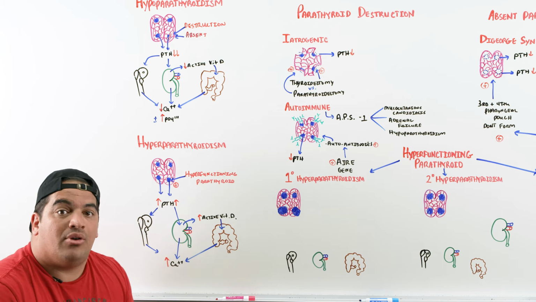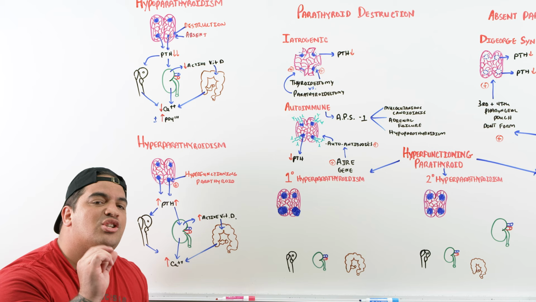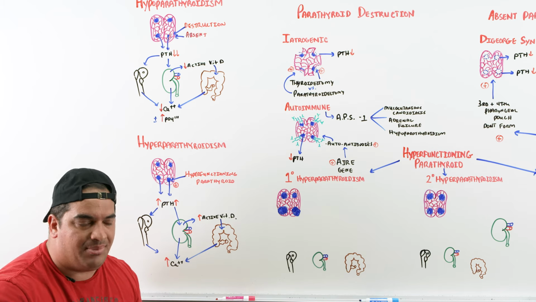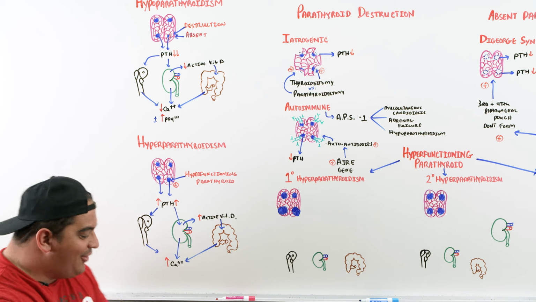Hypercalcemia tends to be the most common feature in patients with hyperparathyroidism. We'll talk about a small caveat in one of those types, but for the most part, it's hypercalcemia. The other thing is phosphate.